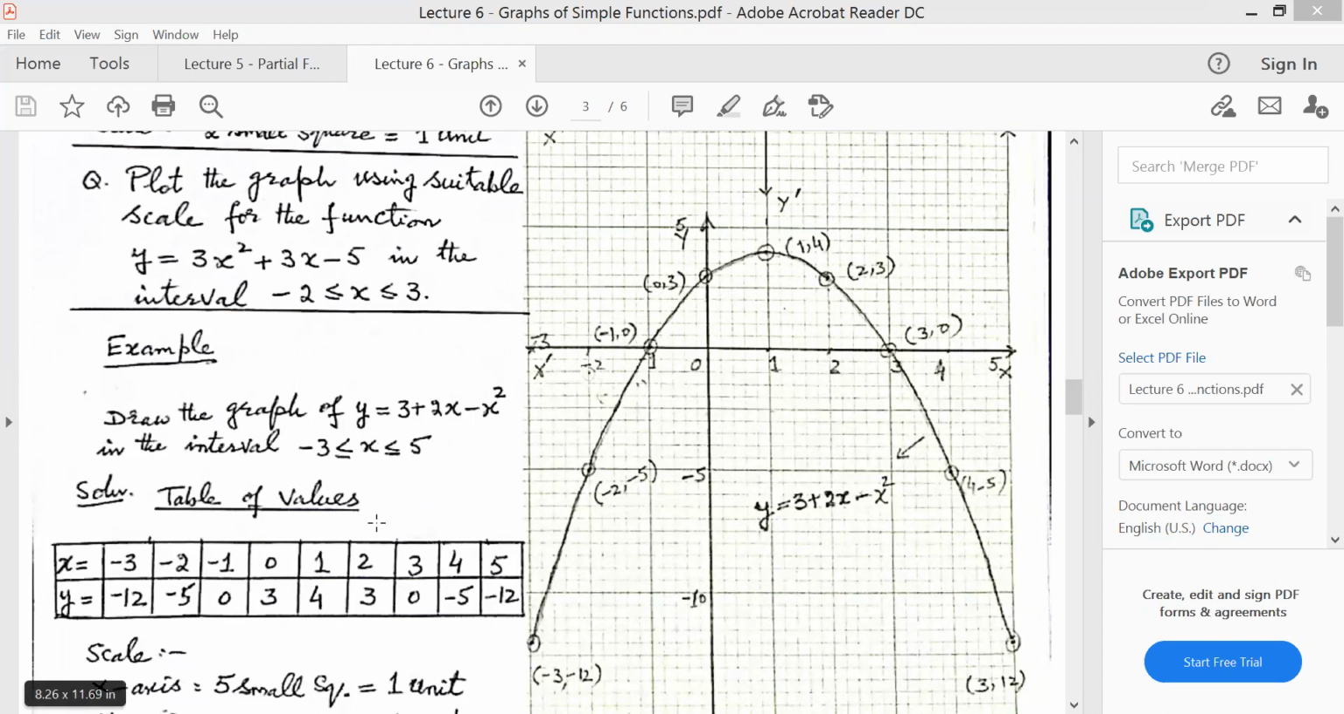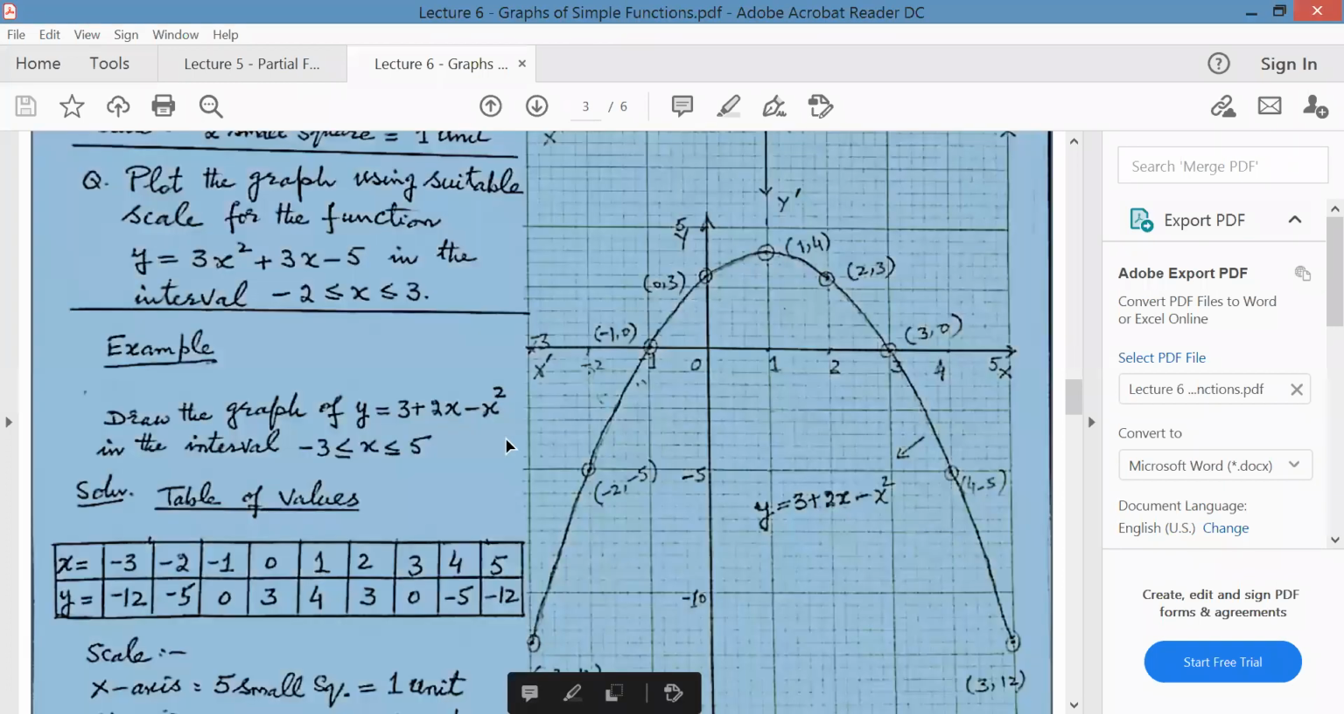So you write the table of values, starting with x row: -3, then -2, -1, 0, 1, 2, 3, 4, 5. The last value should be 5 and the least value should be -3. And keep on putting these values in this equation. You will get a corresponding value for y. And for that matter, you may use a rough page. Okay, write it separately.